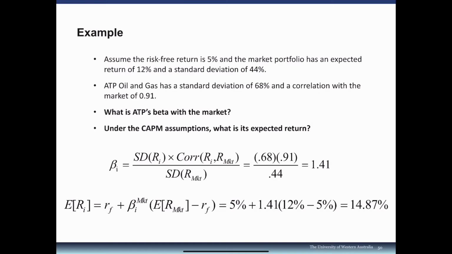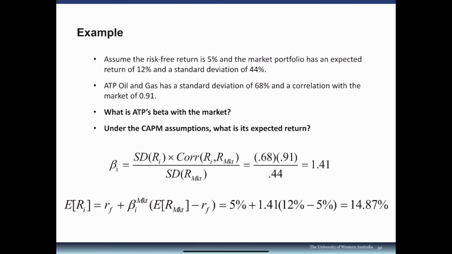So in this case, the market portfolio has an expected return of 12% and the risk-free return is 5%, just an extension. Given that, what is the market risk premium? The market risk premium is 12 minus 5, which is 7%, right? And what is the individual stock risk premium? What is the risk premium for ATP? That will be 14.87 minus 5%. You can think of that as just the excess return over the risk-free rate. So that would be 9.87% for the risk premium of ATP. Okay?